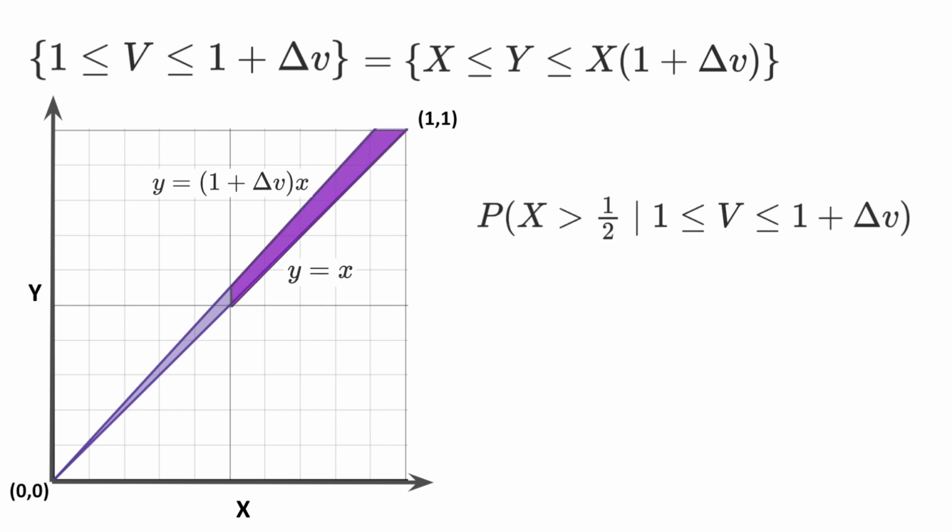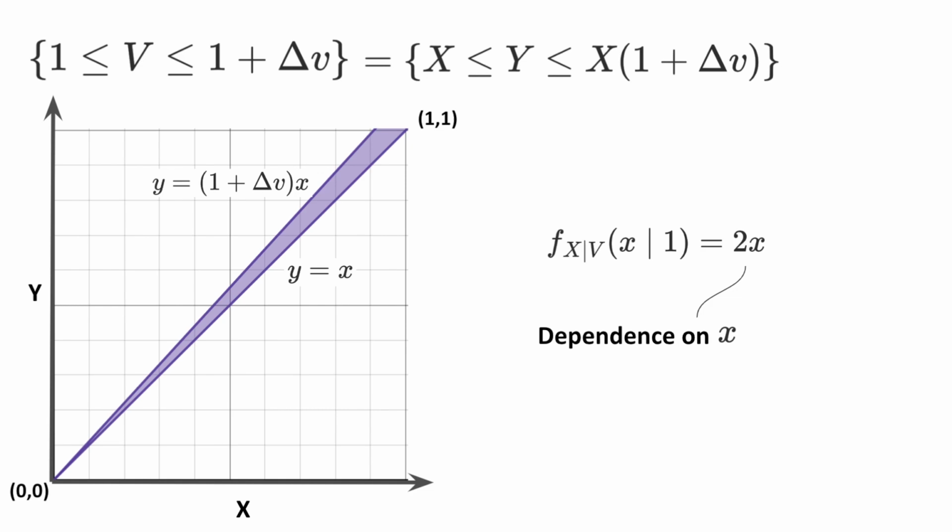This time, the conditional probability of the event that x is larger than a half corresponds to this highlighted region, and we can see that it takes up a much greater proportion than half of the total purple region. As delta v converges to 0, the ratio of these two areas converges to 3 over 4. Also, notice that as x increases, the height of the vertical cross-section of values of y inside the region increases as well, which explains why the conditional density of x given v actually depends on little x.